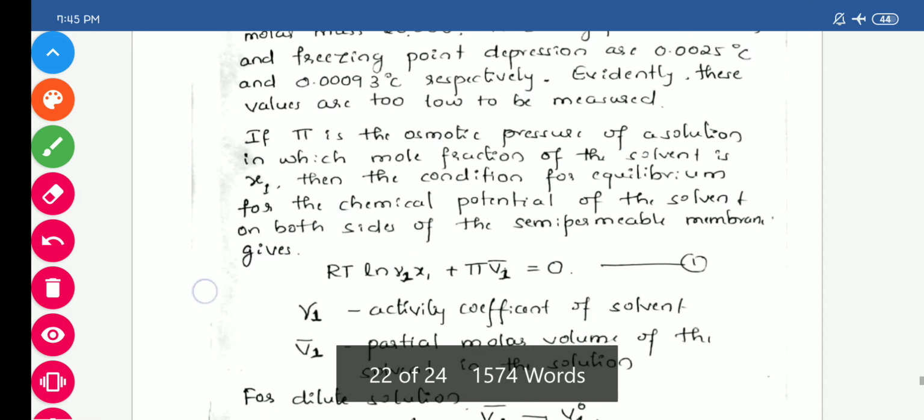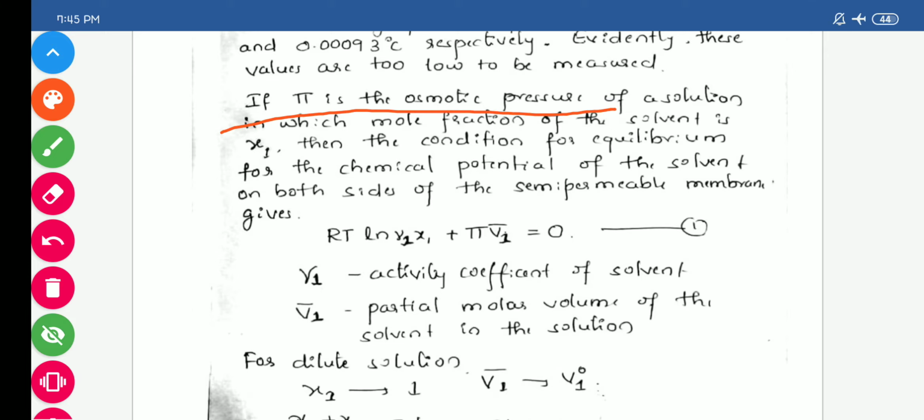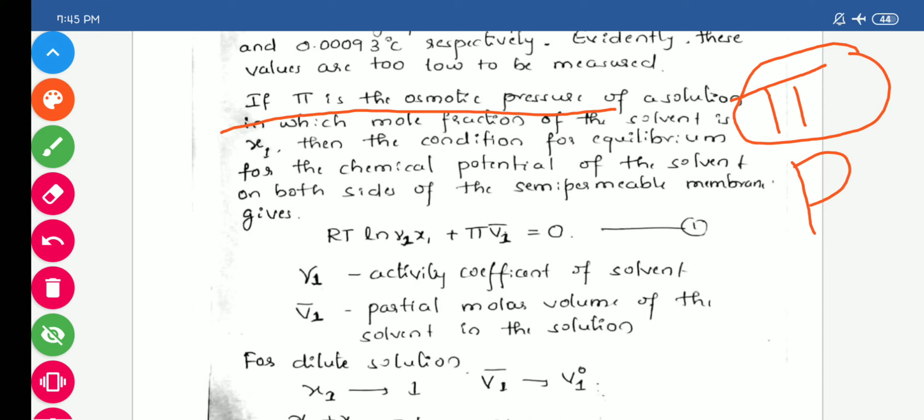So let's start this derivation. Here pi is the osmotic pressure. I already defined what you mean by osmotic pressure. Here I have represented that osmotic pressure as P. In some books it is represented as pi also. Whatever I took from Puri Sharma Pathania, there you can use both the symbols, no issues.